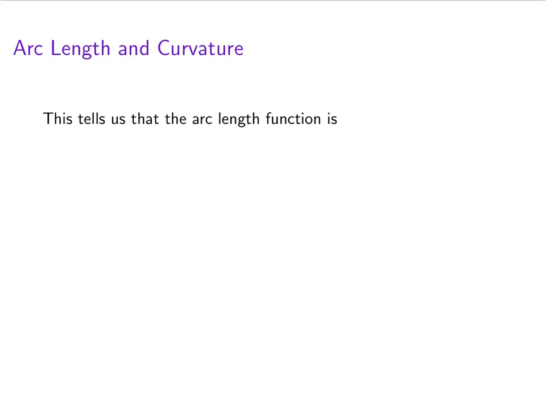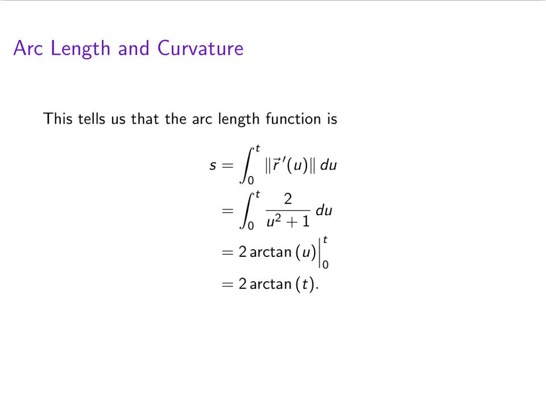Now we're ready to compute what the arc length function is. So we're going to integrate from 0 to t of the length of r prime of u. That's the integral from 0 to t of 2 over u squared plus 1 du. So keep in mind that u is the variable of integration, t is a parameter value. And you should recognize that an antiderivative of 1 over u squared plus 1 is arctangent. If you plug everything in, then you end up with the arc length function being 2 arctangent of t.